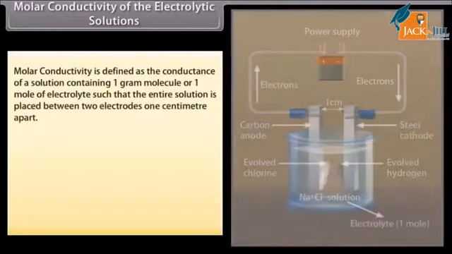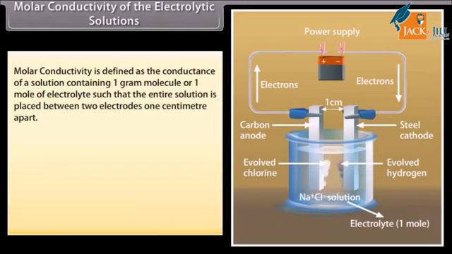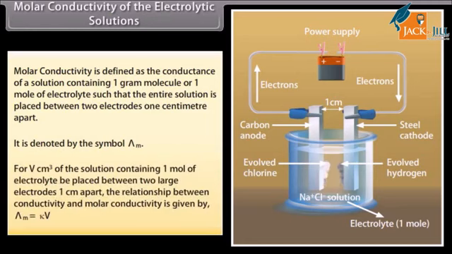Molar conductivity of the electrolytic solutions. Molar conductivity is defined as the conductance of a solution containing 1 gram molecule or 1 mole of electrolyte, such that the entire solution is placed between 2 electrodes 1 centimeter apart. It is denoted by the symbol Λm. For V centimeter cube of the solution containing 1 mole of electrolyte placed between 2 large electrodes 1 centimeter apart, the relationship between conductivity and molar conductivity is given by Λm equal to the product of kappa and volume.